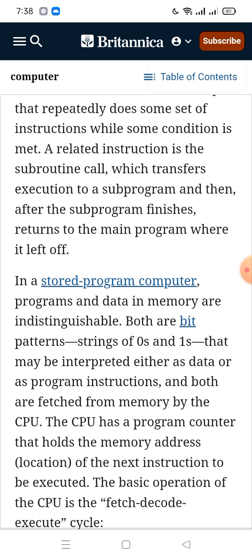A related instruction is the subroutine call, which transfers execution to a subprogram, and then after the subprogram finishes, returns to the main program where it left off.